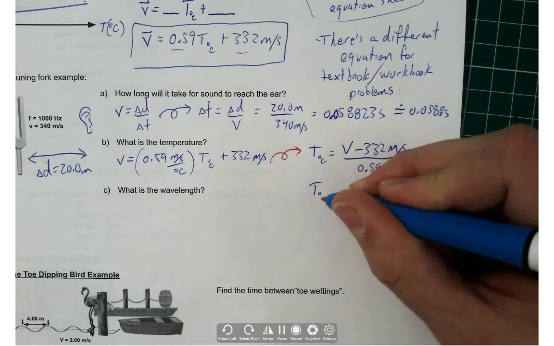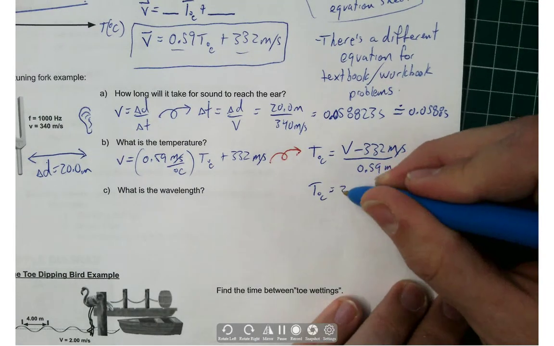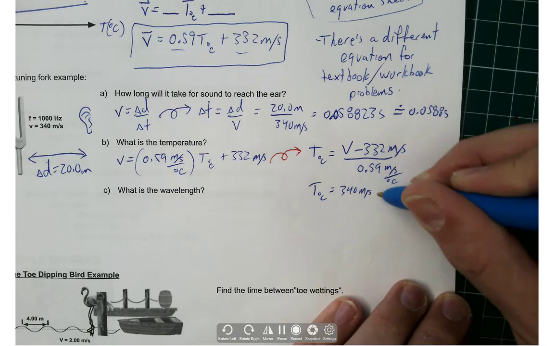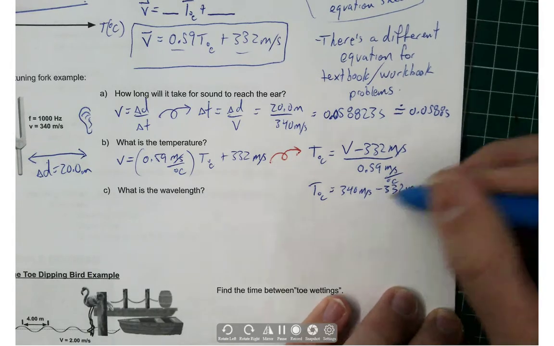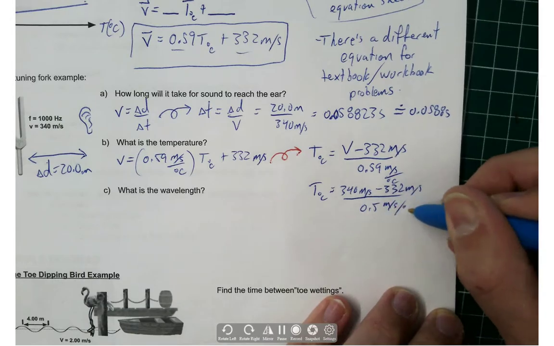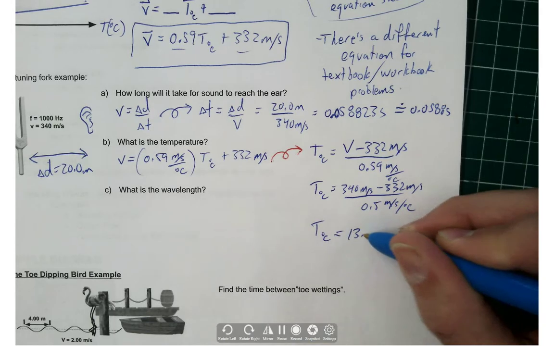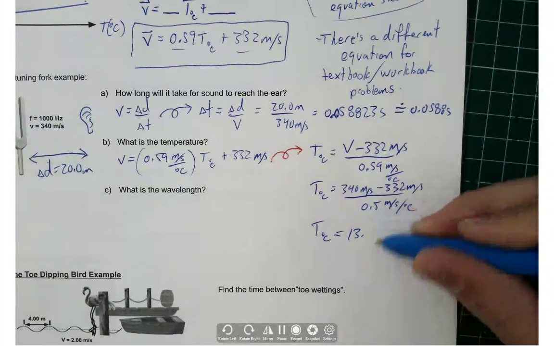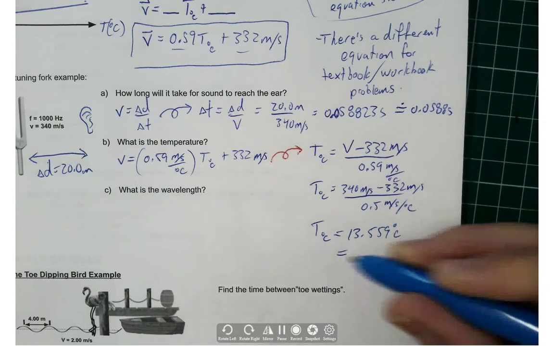But that means that I could use the speed of sound almost like a thermometer. And if I plug all these values in, I get 340 meters per second minus 332 meters per second over 0.59 meter per second per degree Celsius. And I get the temperature of that air to be 13.559 degrees Celsius, or about 13.6.